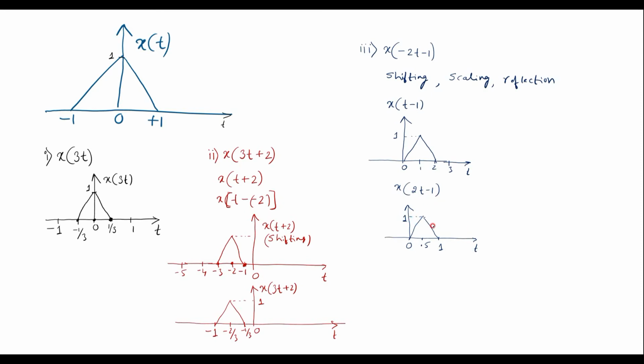The amplitude is the same. Now the next operation, now we are supposed to perform x of minus 2t minus 1. So this is the scaling operation. Now we'll perform reflection.